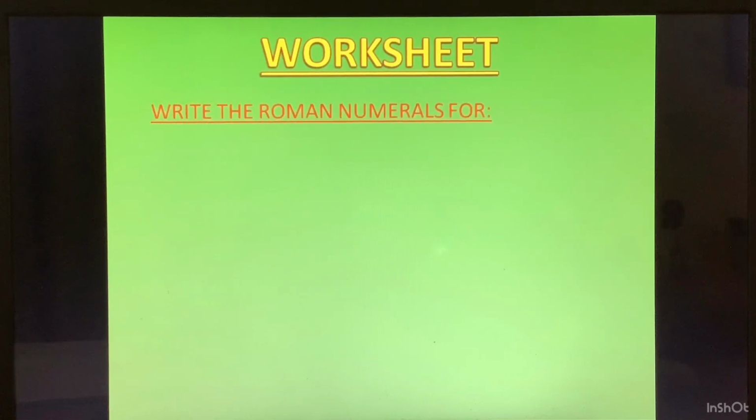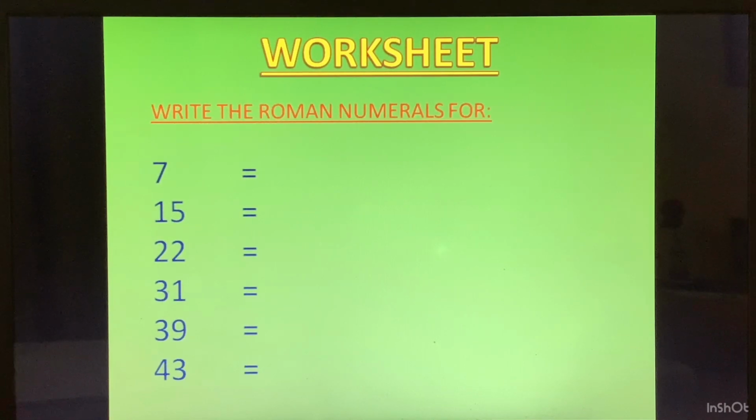Let us move ahead. Write the Roman numerals for 7, 15, 22, 31, 39, and the last one, 43.